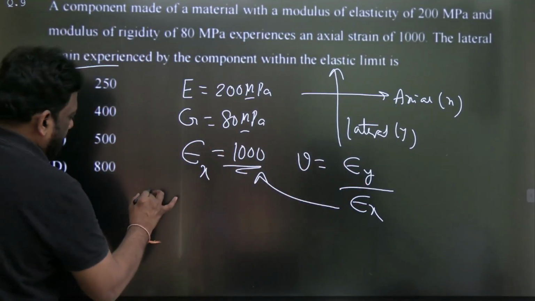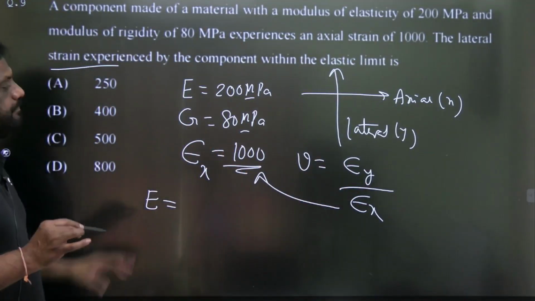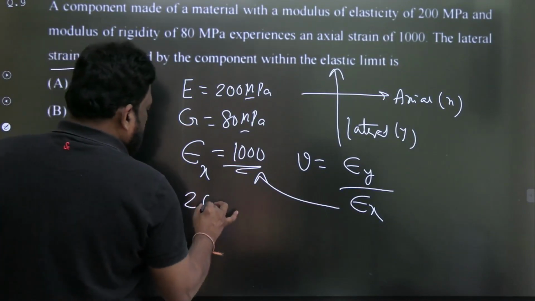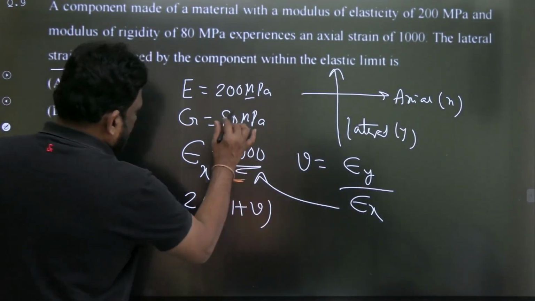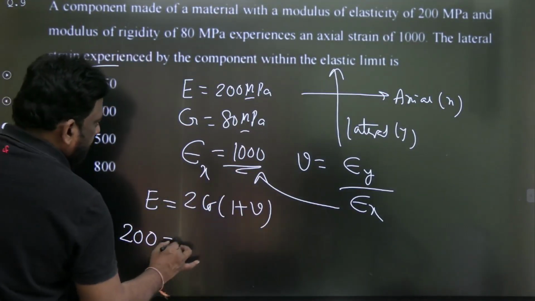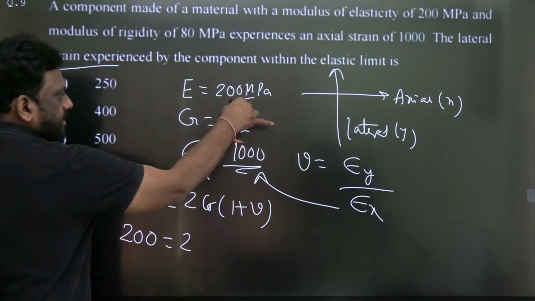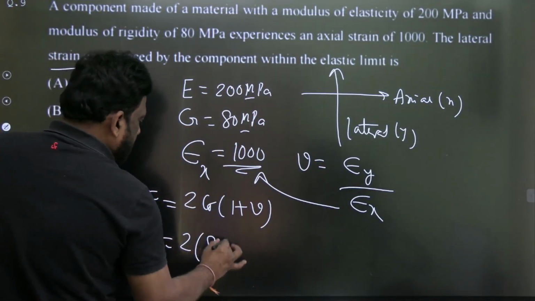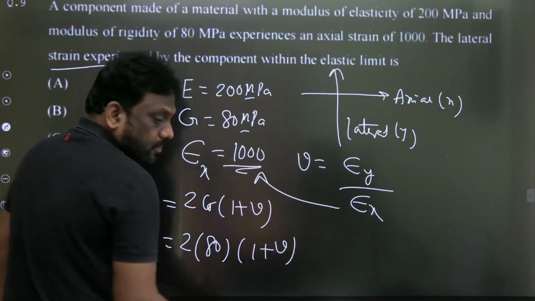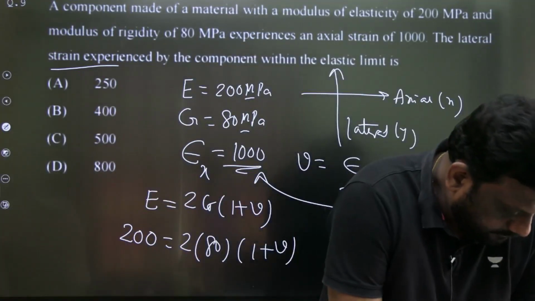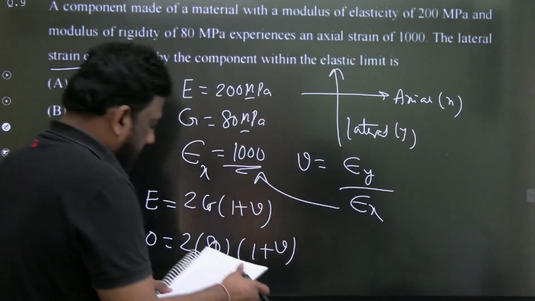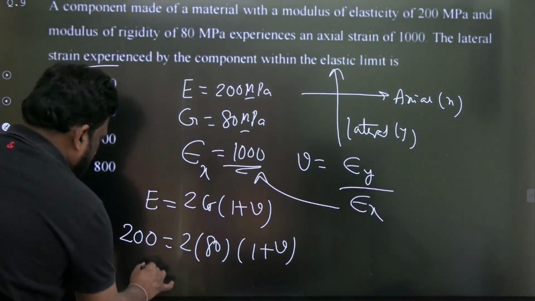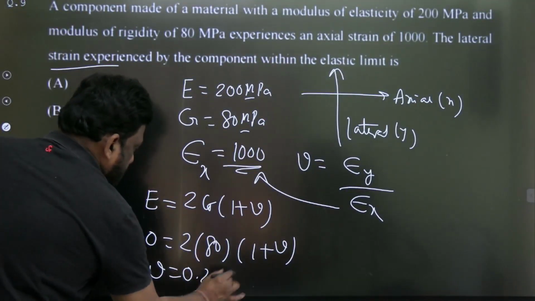There is nothing else in this problem, and there is a relationship between E and G. E is equal to 2G into 1 plus nu, if I am not wrong. So 200 is equal to 2 into G, luckily both are in the same unit, so no problem. So 80 into 1 plus nu. So tell me, sir, what value is coming? Okay, I think we can calculate nu, and it is turning out to be 0.25.